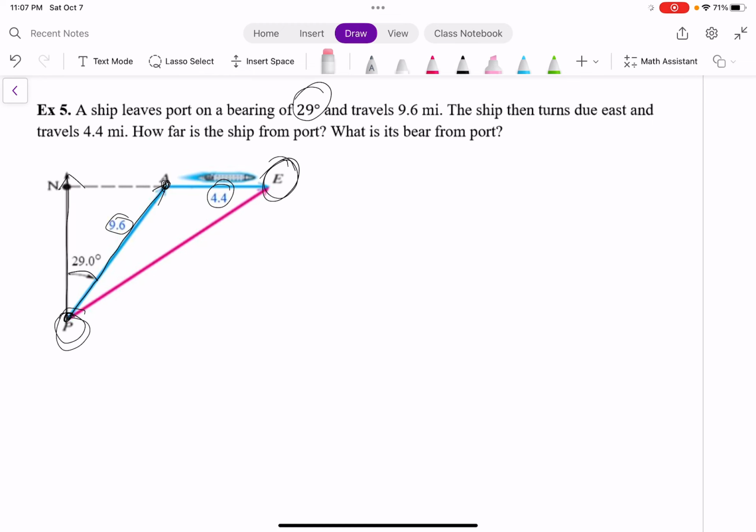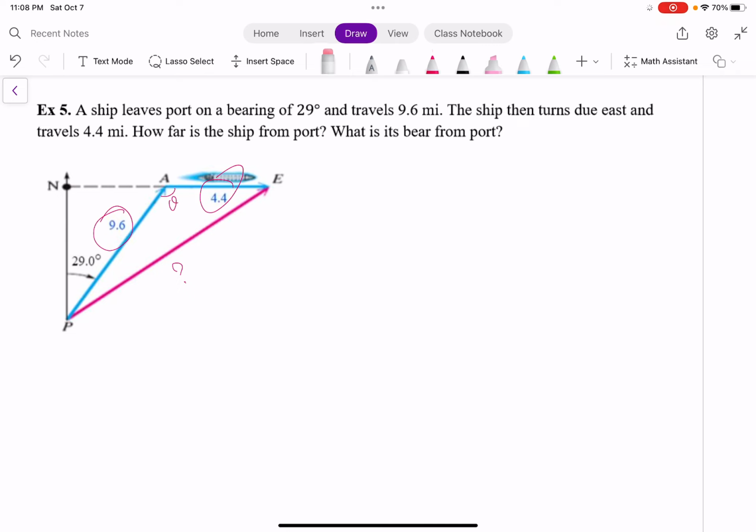All right, look at the information here. If I'm looking for the distance from P to E, I have one side of the triangle here. And if I can know the angle here, I can use the law of cosine to find the distance from P to E. Okay, how to find this angle? I call this angle theta.